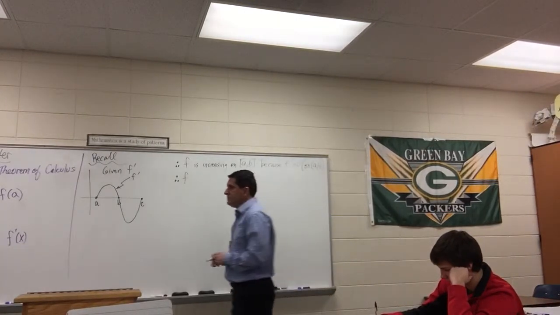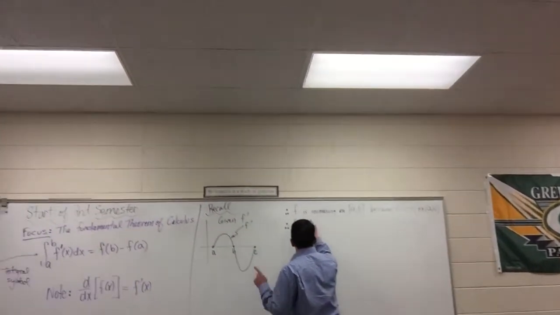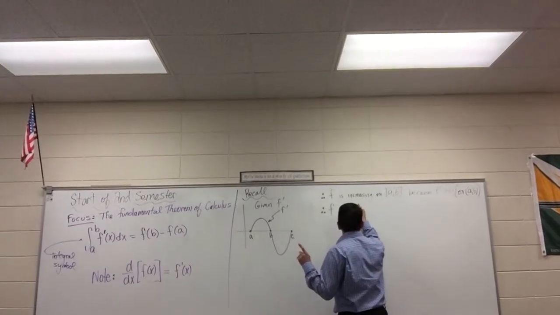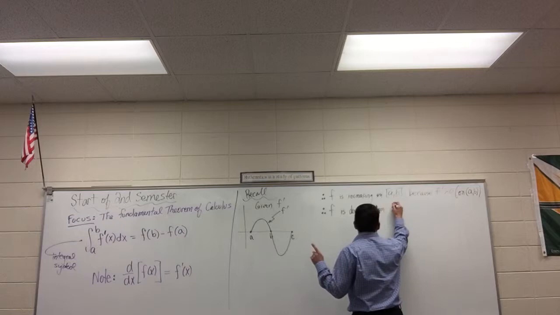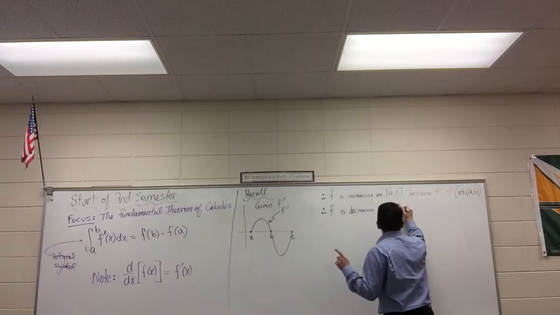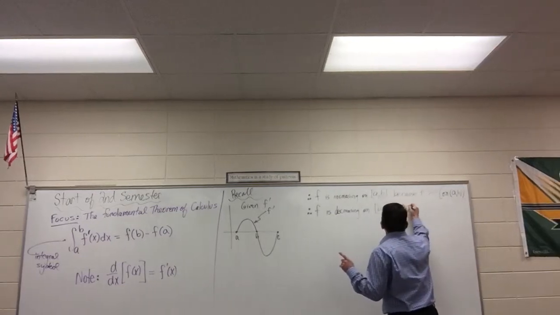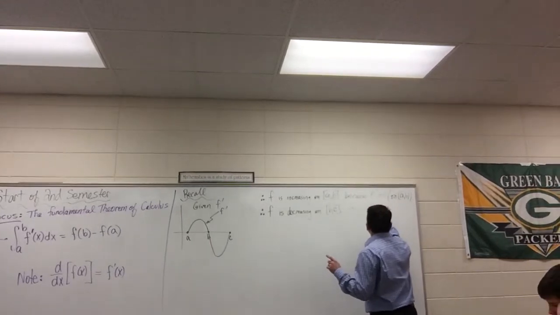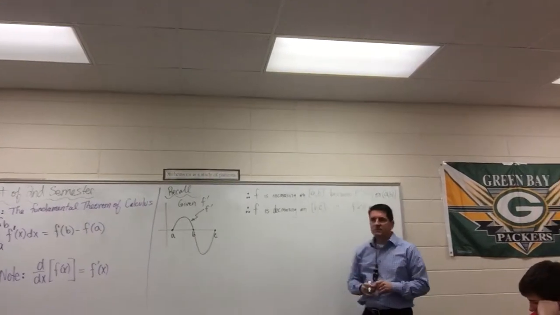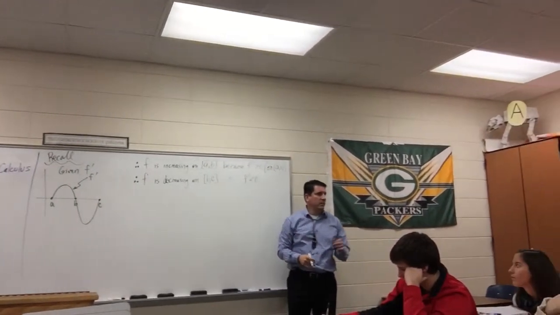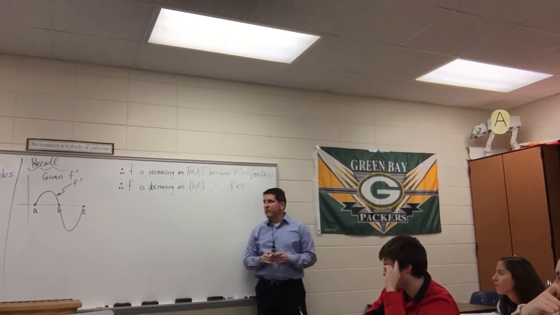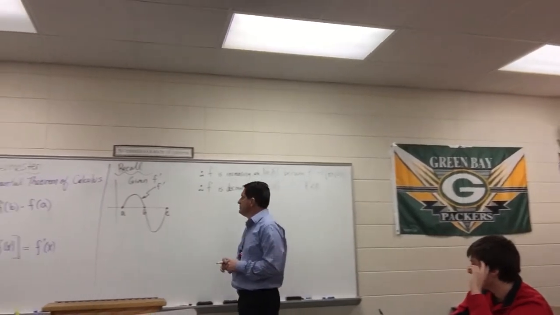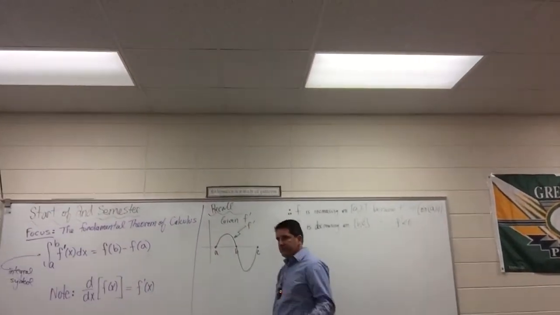F prime is decreasing. Careful. Say it again. F is decreasing on B, C, because f prime is less than 0. There's not a person in the class that shouldn't be able to identify that. That's a fundamental component of what we did first semester. But now here is the question.